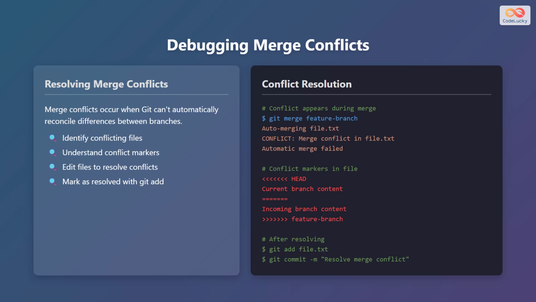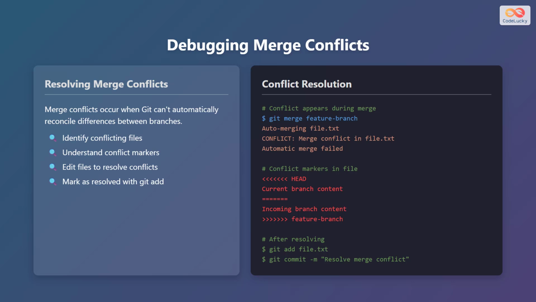Merge conflicts occur when Git can't automatically reconcile differences between branches. To resolve the conflicts, first identify the conflicting files. Understand conflict markers. Then, edit files to resolve conflicts and mark them as resolved with the git add command.